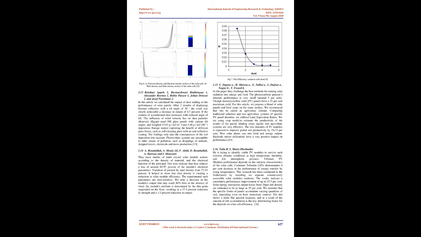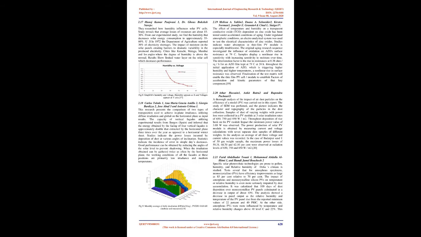In this paper they challenge the best methods for turning solar radiation into energy and food. The photosynthetic process's inherent performance is very small, around 3%, though monocrystalline solar PV panels have a 15% maximum yield. For this article, we propose a blend of solar panels and food crops on the same surface. We recommend that this be called an agrivoltaic scheme.